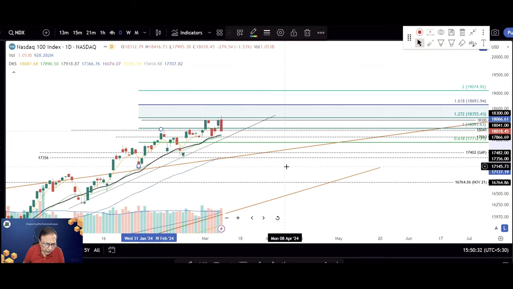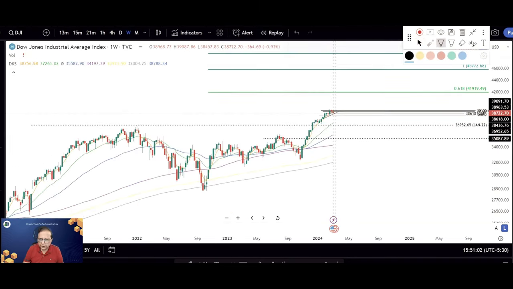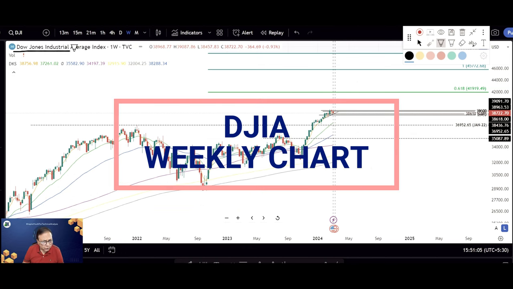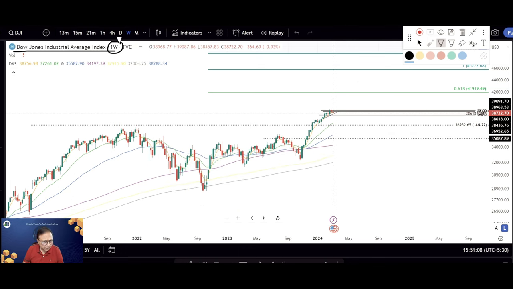Now let us go to the price chart of Dow Jones Industrial Average Index to undertake the technical analysis. This is the price chart of Dow Jones Industrial Average Index in weekly time frame. This index in the last week closed at 38,722.7. Thereby, it was bearish by 0.93%. So this was the biggest single week fall in Dow Jones Industrial Average Index after October 2023. Which means after this biggest fall, the structure is very, very strong impulsive.